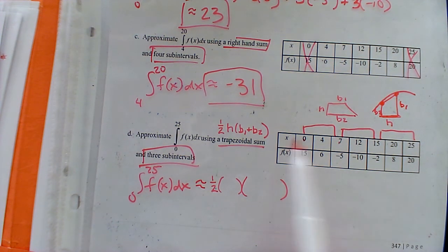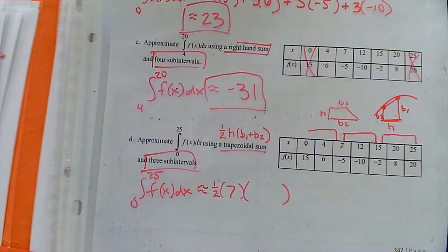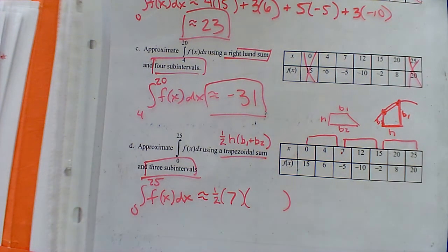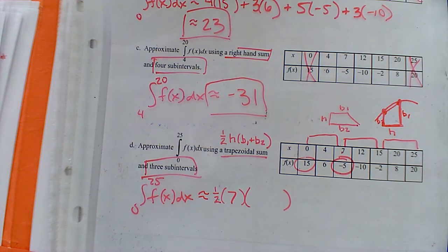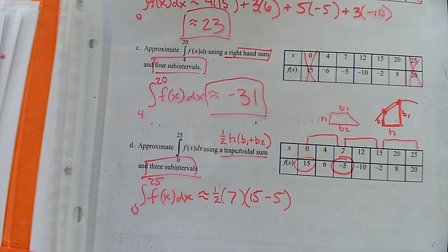This one we're going from 0 to 7 on the x-axis. So that distance would be 7. Notice how the bases switch as well. The bases are now y values. You're going up to a particular height on the curve. So what might we label as base 1 and base 2 from the table? 15 and 5. Those are the heights at the two endpoints of your trapezoid. And we've got to add them together. So 15 plus 5. There's the area of your first trapezoid.